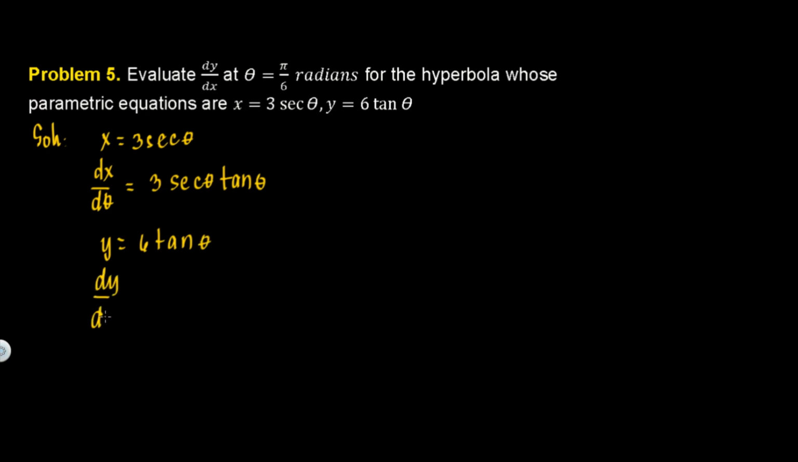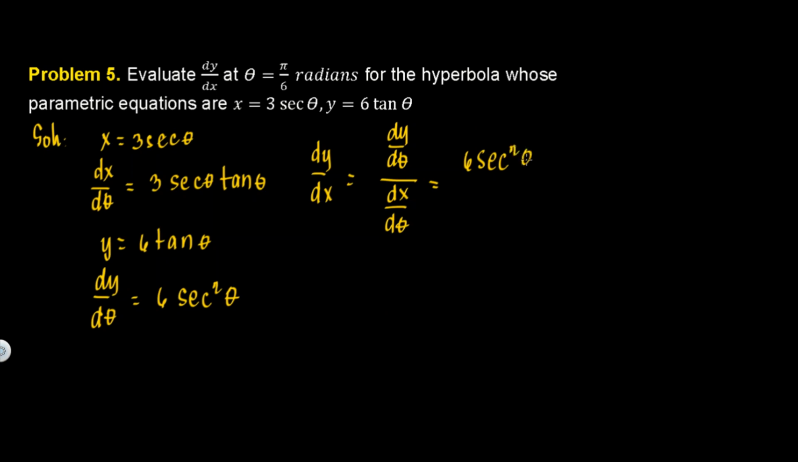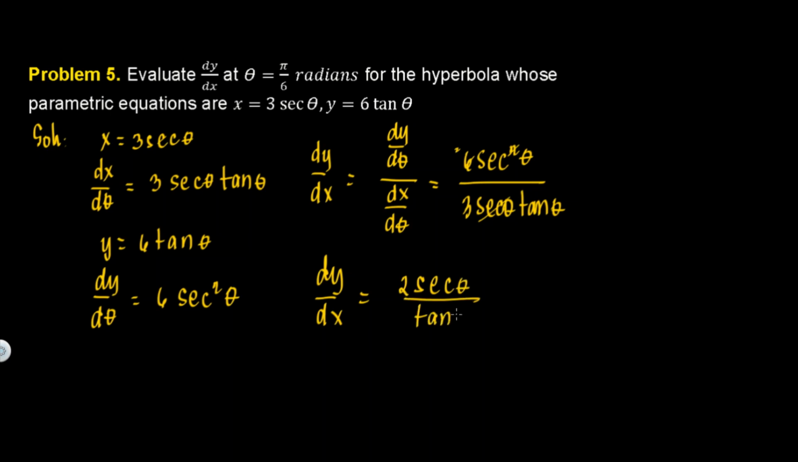Then y equals 6 tangent theta, then dy over d theta is equal to 6 times, derivative ng tangent theta is secant square theta. Then to find dy over dx, this is dy over d theta over dx over d theta. And dy over d theta is 6 secant square theta over 3 secant theta tangent theta. Or dy over dx is, bawasan natin, may natirang dalawa. So 2 secant theta over tangent theta.